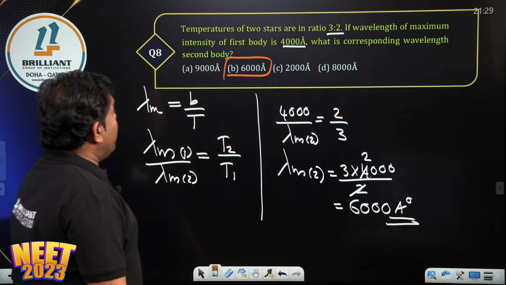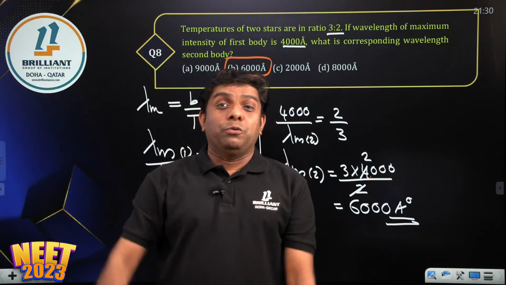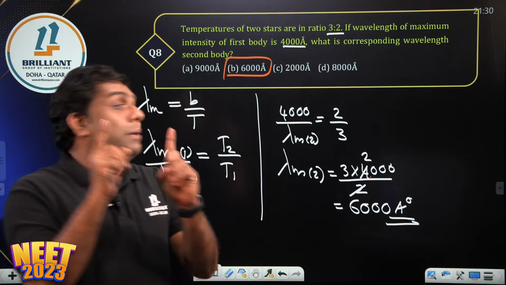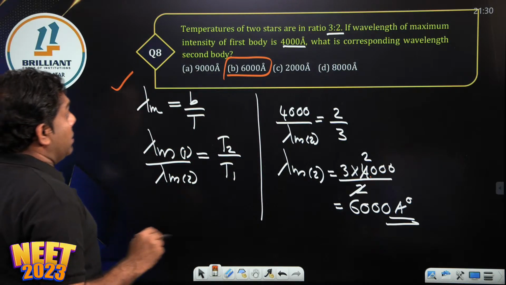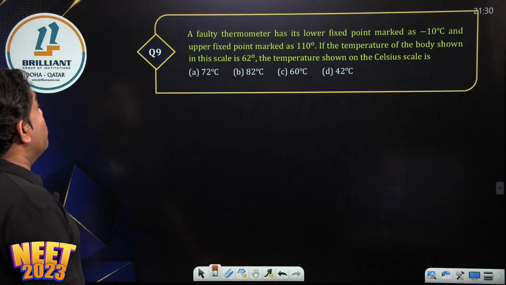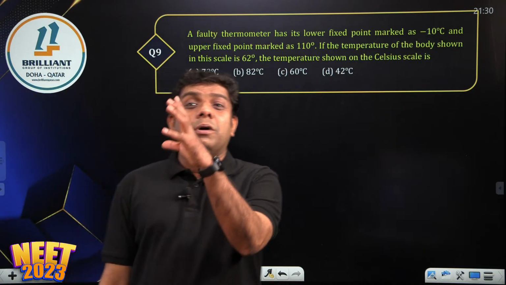So here the point is, wavelength and temperature are inversely proportional. Stefan's law is the same manner. These are Wien's displacement law related questions, the second question that we are solving related to that. Now the 9th question. Question 9 is based on thermometry.